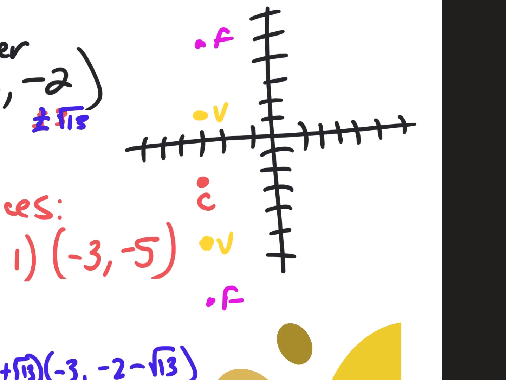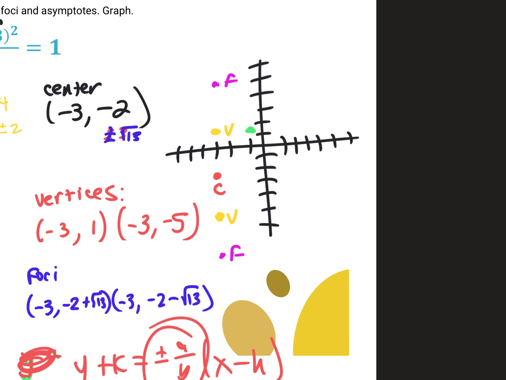So from my center, I'm going to go up 3, 1, 2, 3, and over 2. Right? Yes or no, guys? Up 3 over 2. And I'm going to go down 3 over 2. And then I'm going to go up 3 and over 2 this way. Then I'm going to go down 3 and over 2 this way. And then it goes just like this.